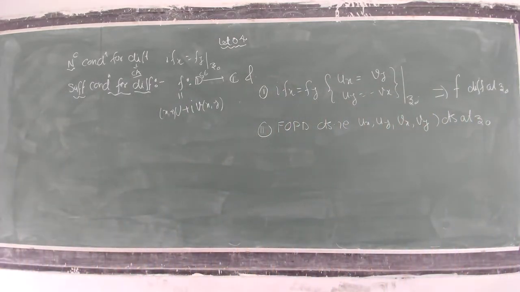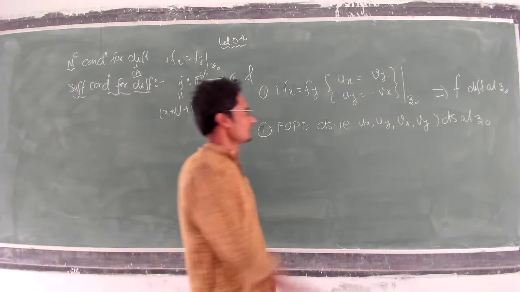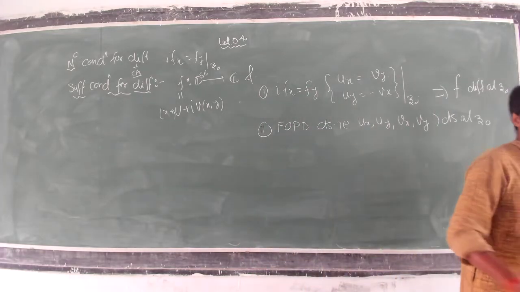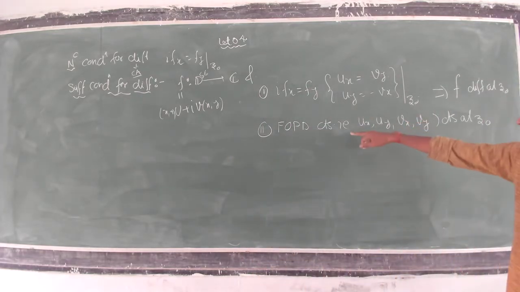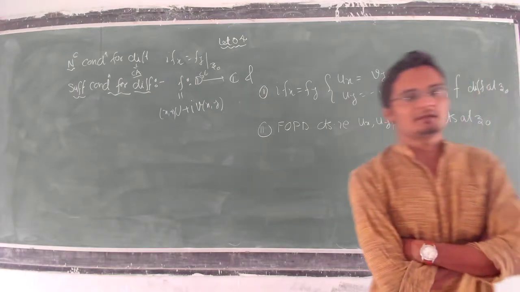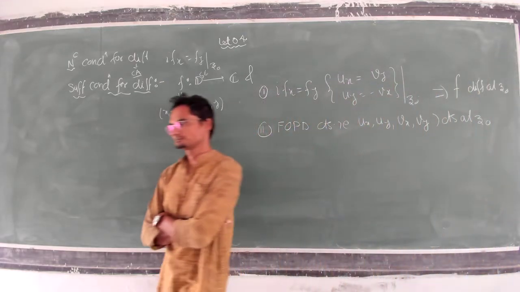Any doubt here? So you have to check only two conditions. The first one is this necessary condition, and the second is that the partial derivatives should be continuous. Then you will say your function is differentiable. Is it alright to everyone?